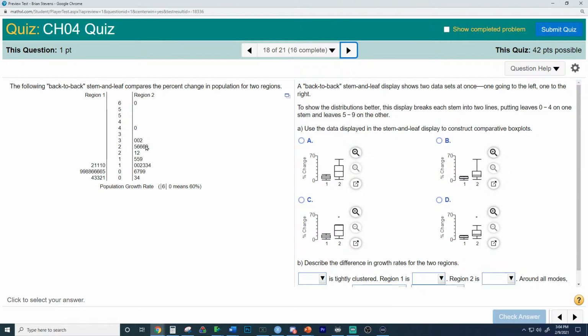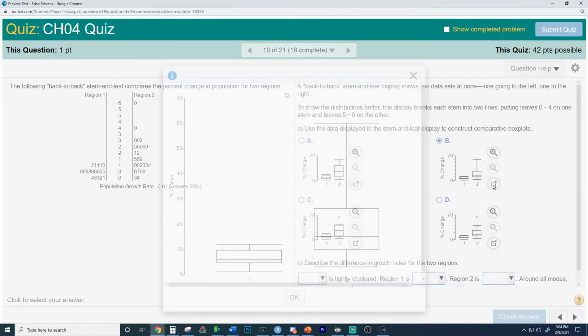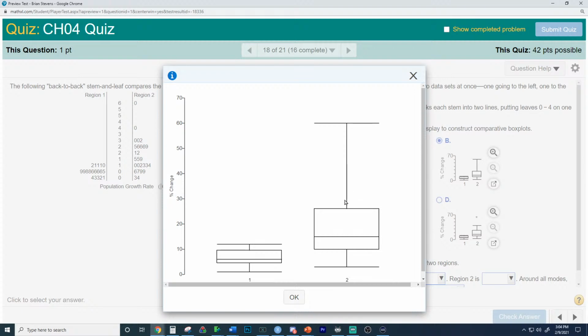So when you look at this data right here on the far left, you can actually deduce what the answer is. First off, there's some of these that just don't make sense. This whisker is way too far above.